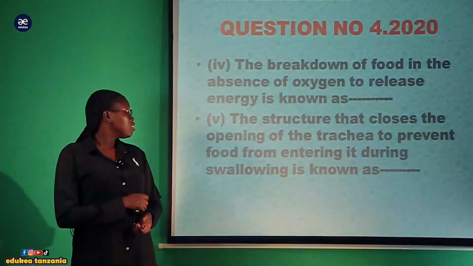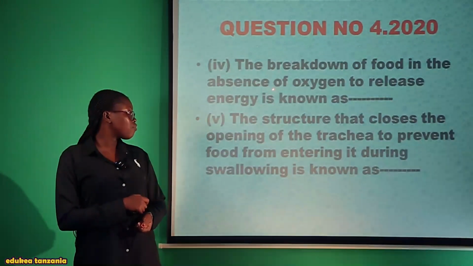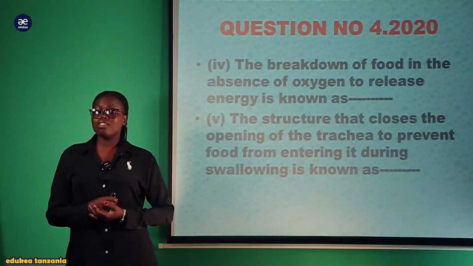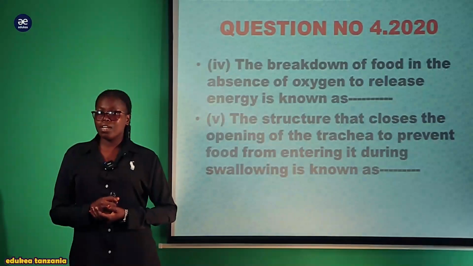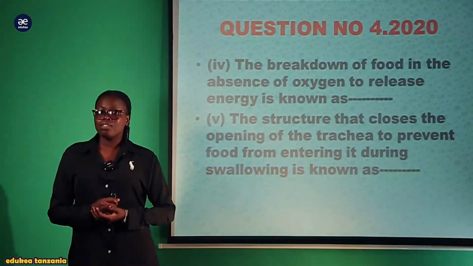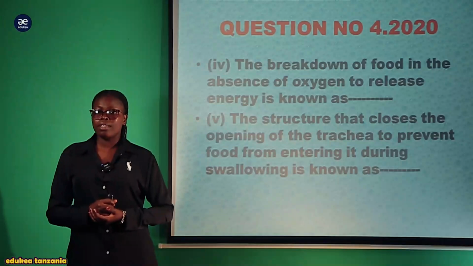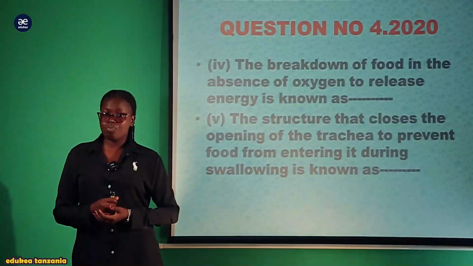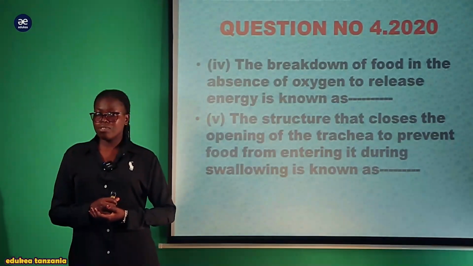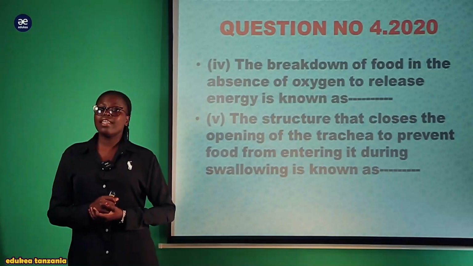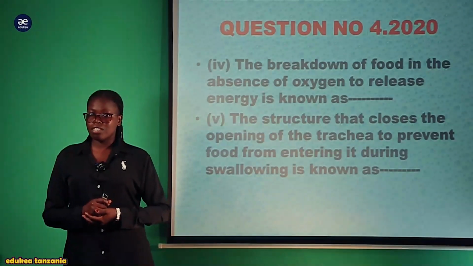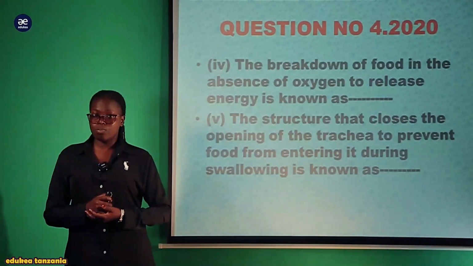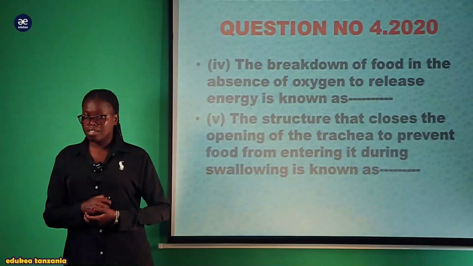In Roman 4, the breaking down of food in the absence of oxygen to release energy is known as dash. Respiration is a step-by-step process of breaking down complex food substances to release energy in the form of ATP. It can be categorized into two types, either aerobic or anaerobic. Aerobic is the process of breaking down glucose or complex food substances to release energy in the presence of oxygen. And anaerobic respiration is the process of breaking down glucose in the absence of oxygen to release energy. So the answer here is anaerobic respiration.